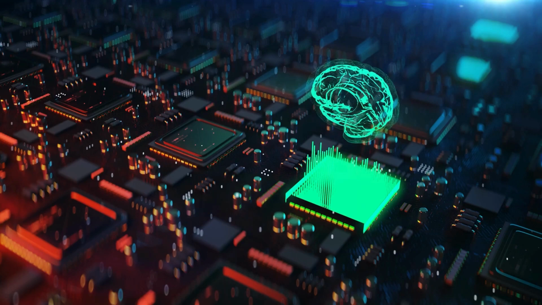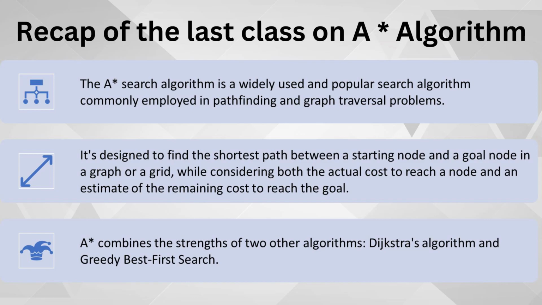Let's have a quick recap of the last class on A star algorithm. The A star search algorithm is a widely used and popular search algorithm commonly employed in pathfinding and graph traversal problems. It is designed to find the shortest path between a starting node and a goal node in a graph or a grid, while considering both the actual cost to reach a node and an estimate of the remaining cost to reach the goal. A star combines the strength of two other algorithms, that is Dijkstra algorithm and greedy best first search.